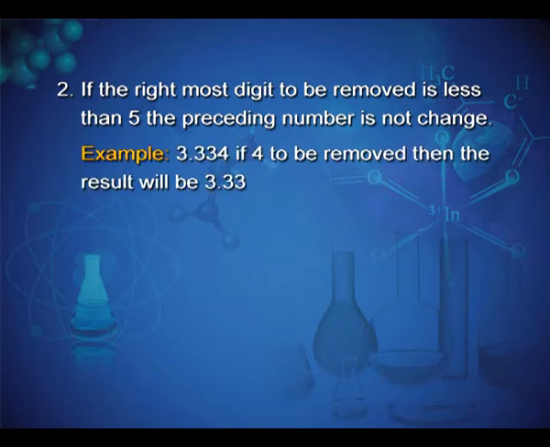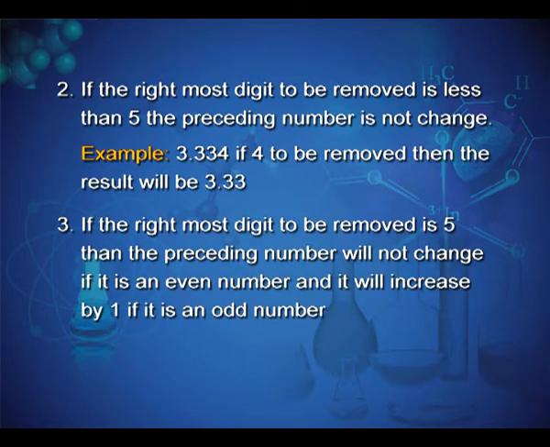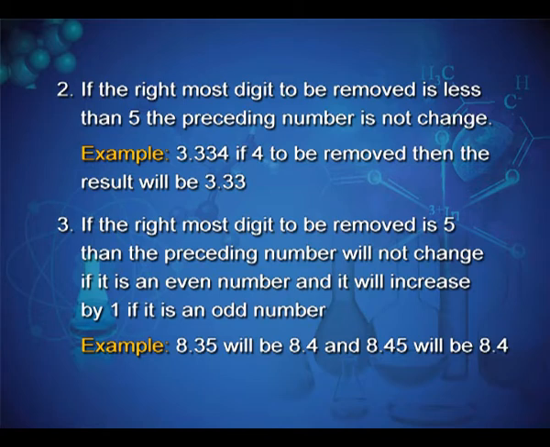Example, 3.334. If 4 is to be removed, then the result will be 3.33. Third one is, if the rightmost digit to be removed is 5, then the preceding number will not be changed if it is an even number, and it will increase by 1 if it is an odd number. We will take an example. Example, 8.35 will be 8.4 and 8.45 will be 8.4.